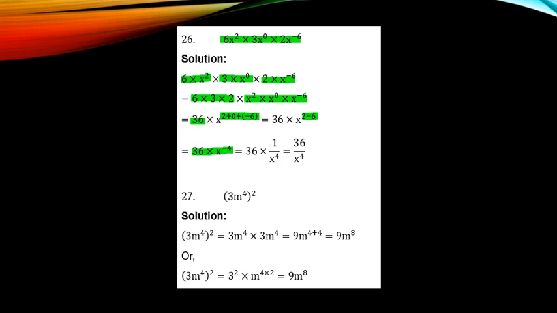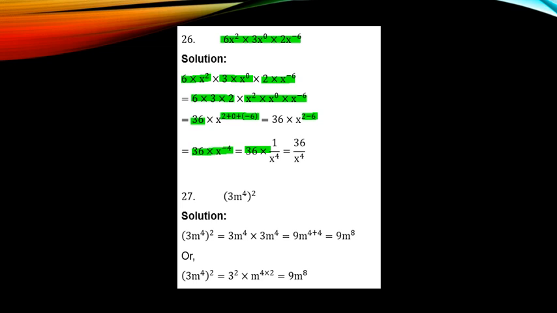Negative sign needs to go, so we write the inverse of it. That is 36 times 1 over s power of 4. 36 times 1 is 36 over s power of 4.